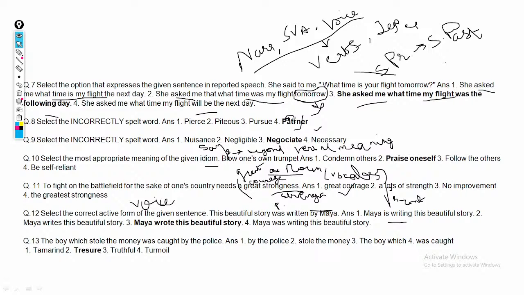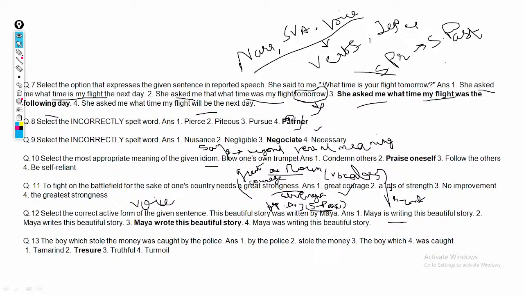We don't need "writes," because this is present tense, and "was written" is past tense. It is the past form of be plus V3, and it is simple past. The tense and the subject-object need to be crystal clear.